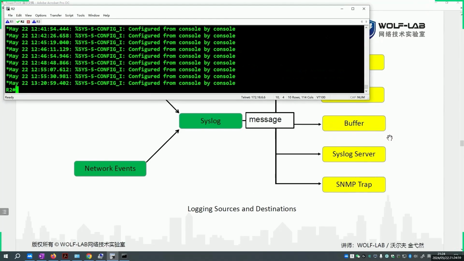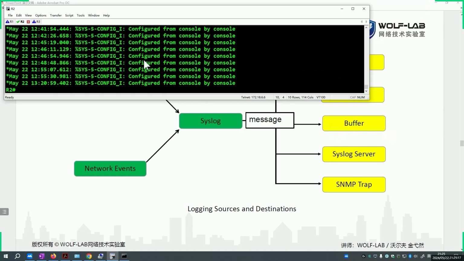But this memory is RAM, gone upon restart. So what do we do? You say, what if my device crashes? I want to know why it crashed, whether the CPU was maxed out or the memory burst.